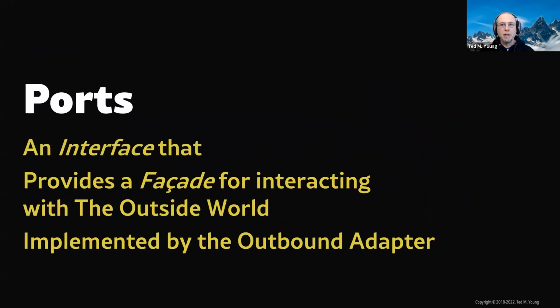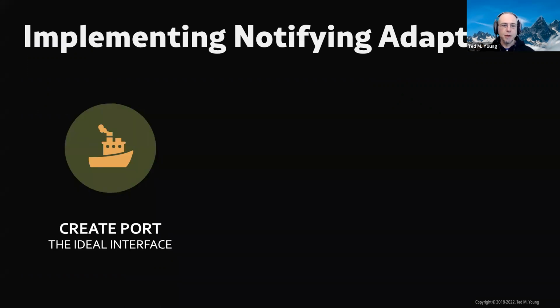So if I'm implementing a notifying adapter, there are three kinds of outbound adapters. There are notifiers, sending out messages; fetchers, which are requesting information from an external service; and then repositories, which are a combination of both, but special for persistence. What is the ideal interface? How do I want to talk to this external thing?